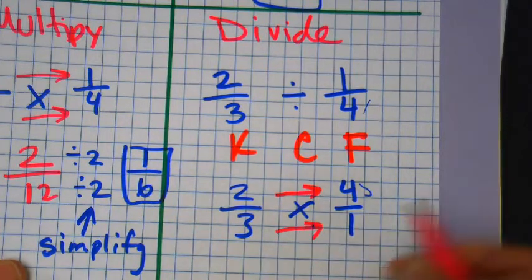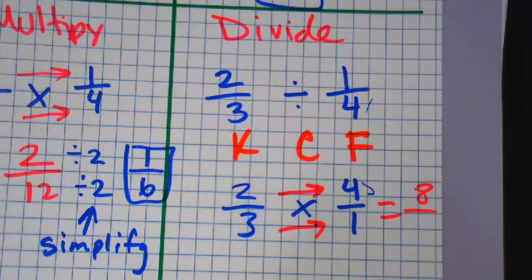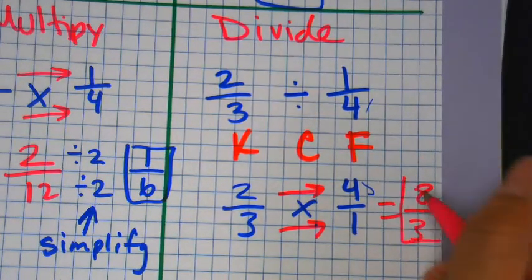All right, now multiply straight across. What's 2 times 4? 8. What's 3 times 1? 3. This is an okay answer for tomorrow's test.